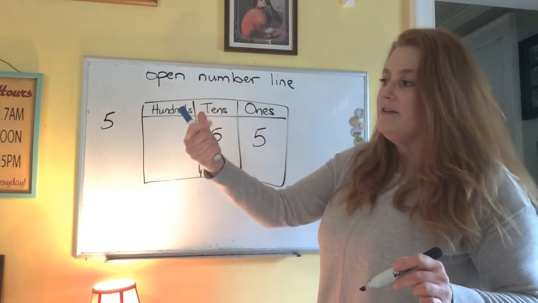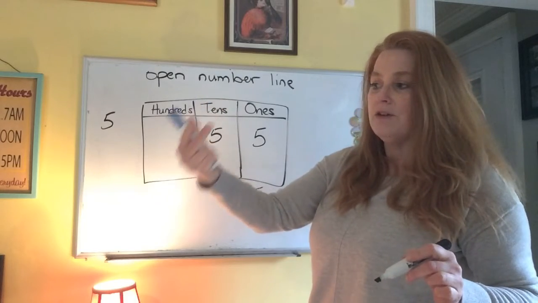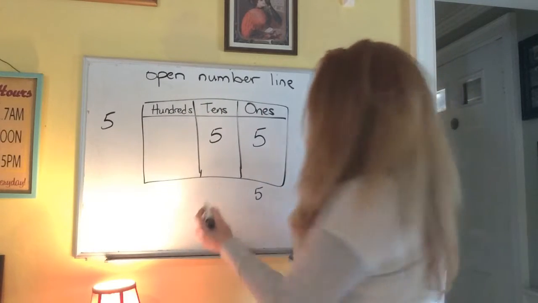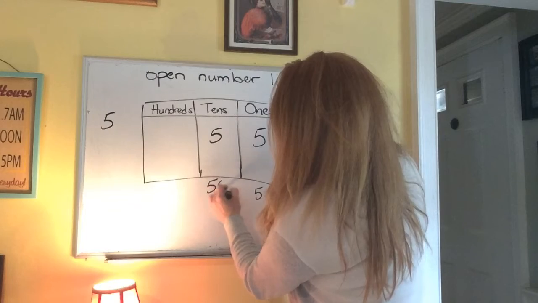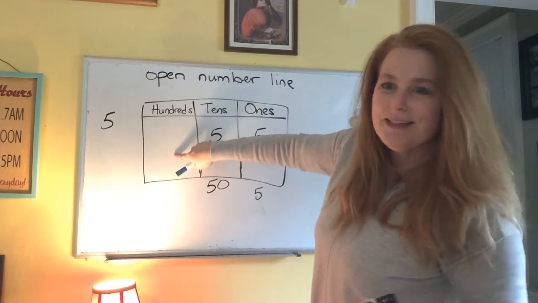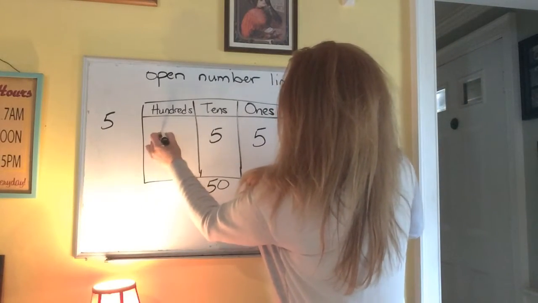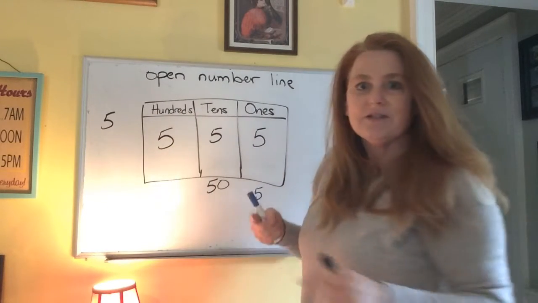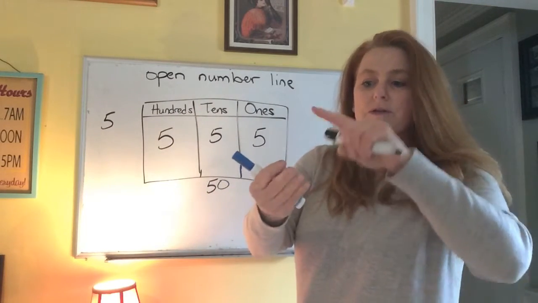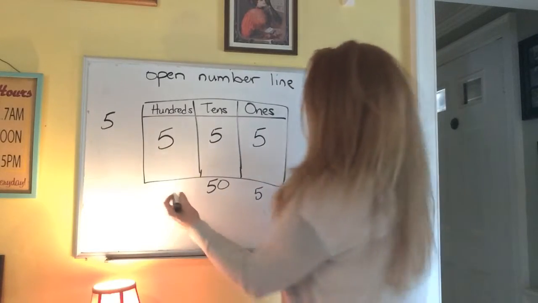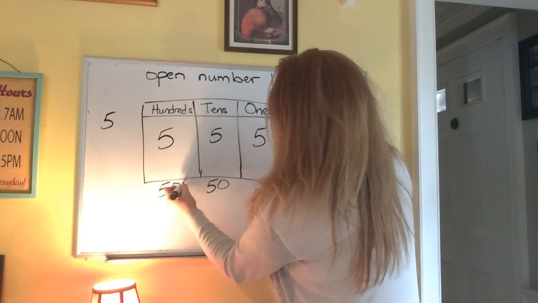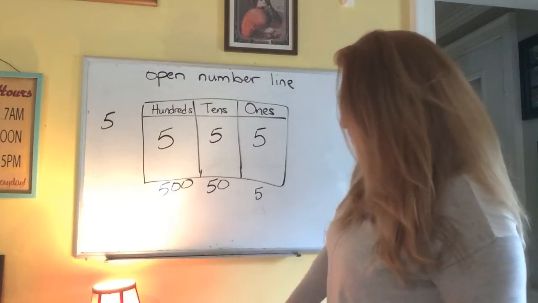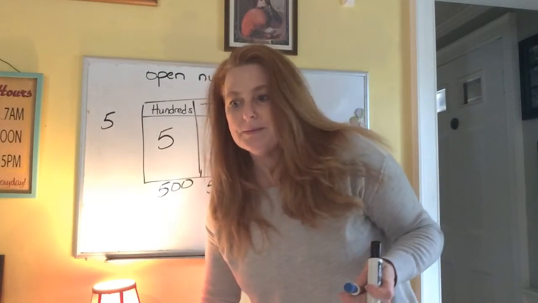So 10, 20, 30, 40, it'll be worth 50. If you put a 5 in the hundreds place, it's not just worth 5 and it's not worth 50, it's worth 5 sets of hundreds. So it would be 100, 200, 300, 400, 500. That's going to be important to know as we move forward, or important to remember.